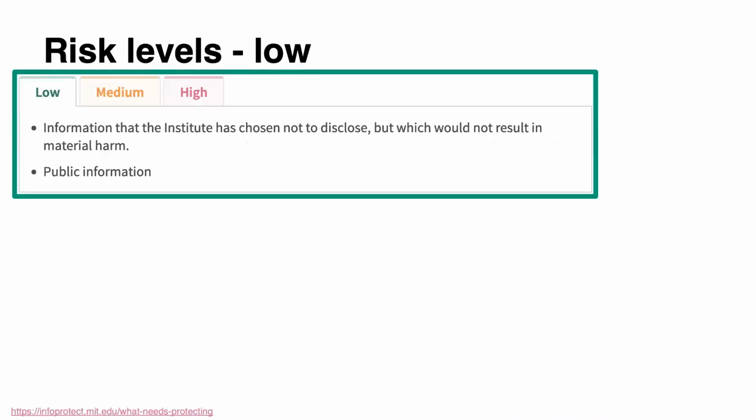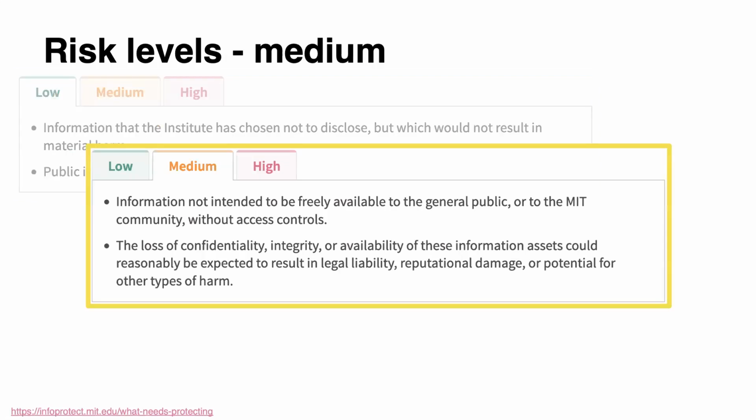So at MIT, the way we approach this is through this idea of risk management. When we're thinking about what the requirements are for different types of data, what is the risk that their exposure might lead us to? We have a very low risk level, where the information is either public already, or it wouldn't cause harm, but we've just chosen not to disclose it. We also have the medium risk level, where the information really isn't intended to be freely available, and it could cause issues of liability, reputational damage, or potential for other types of harm if that information were exposed.